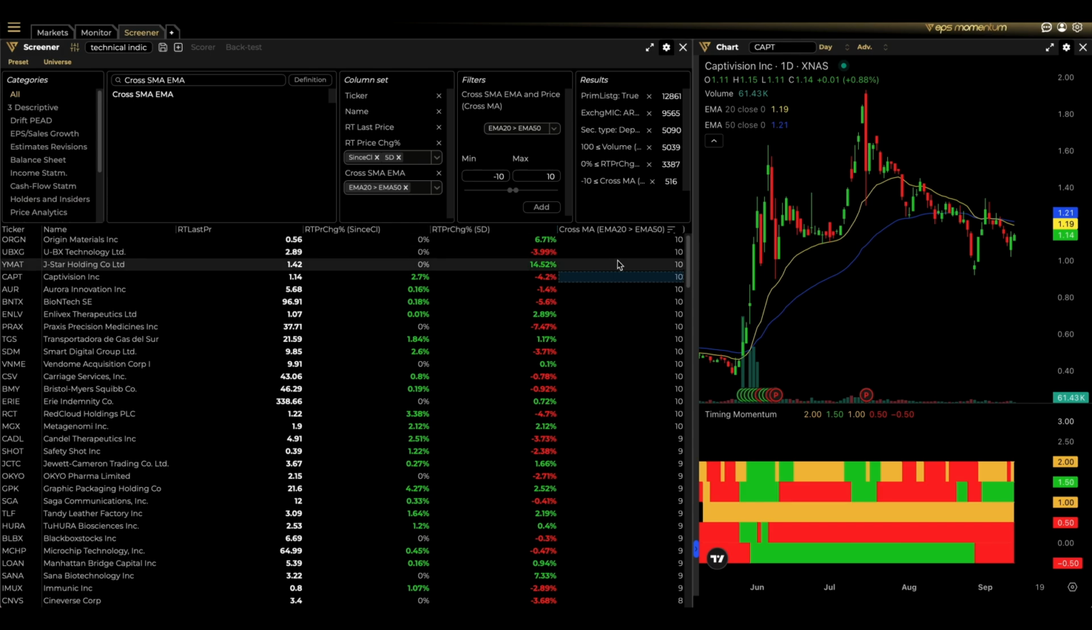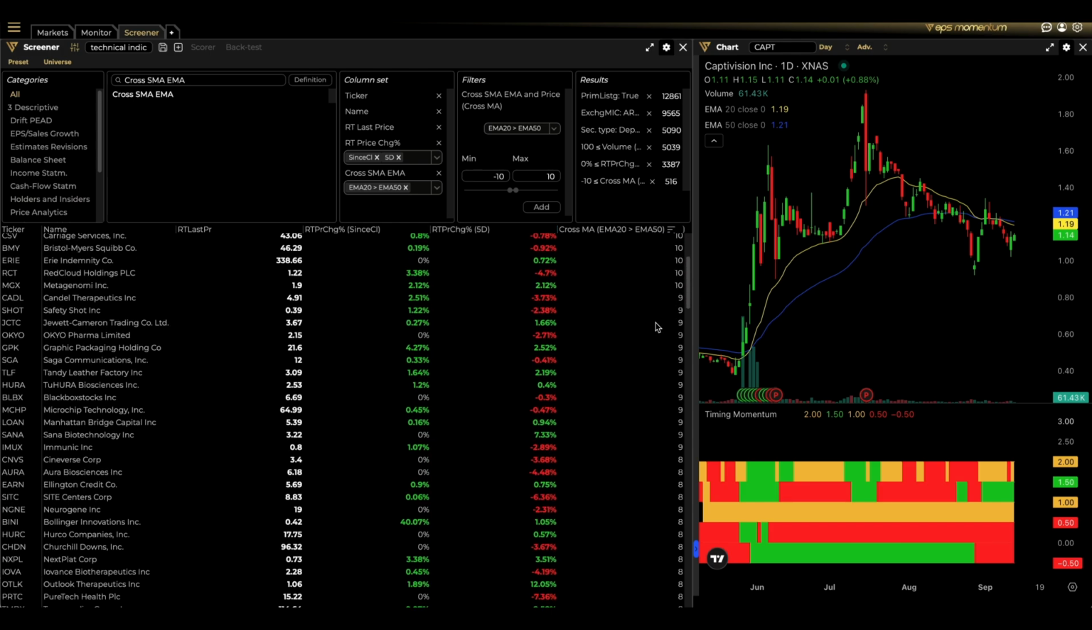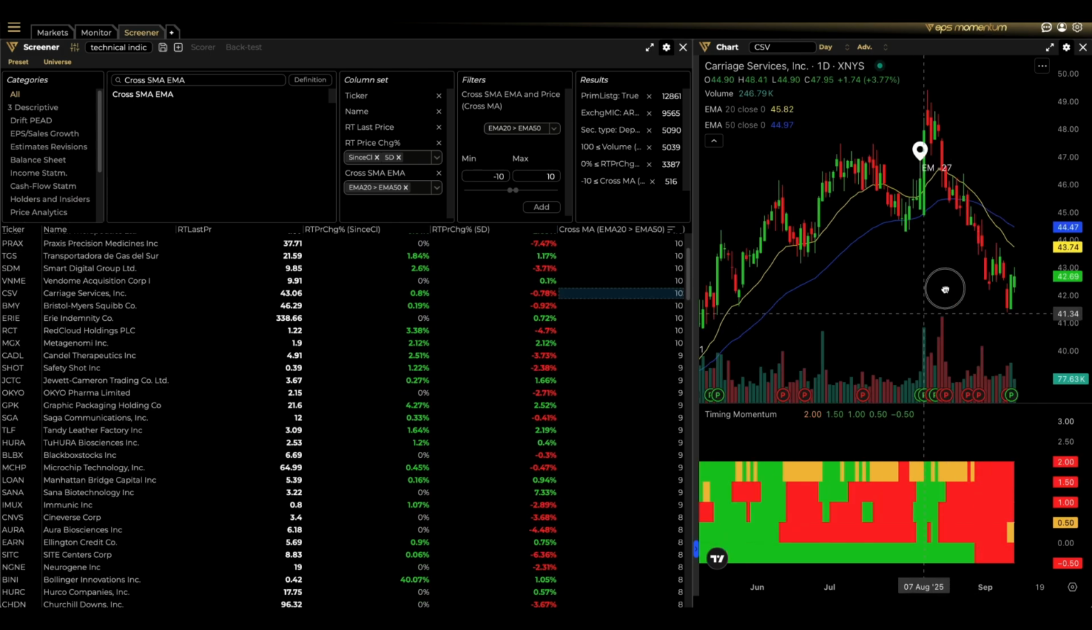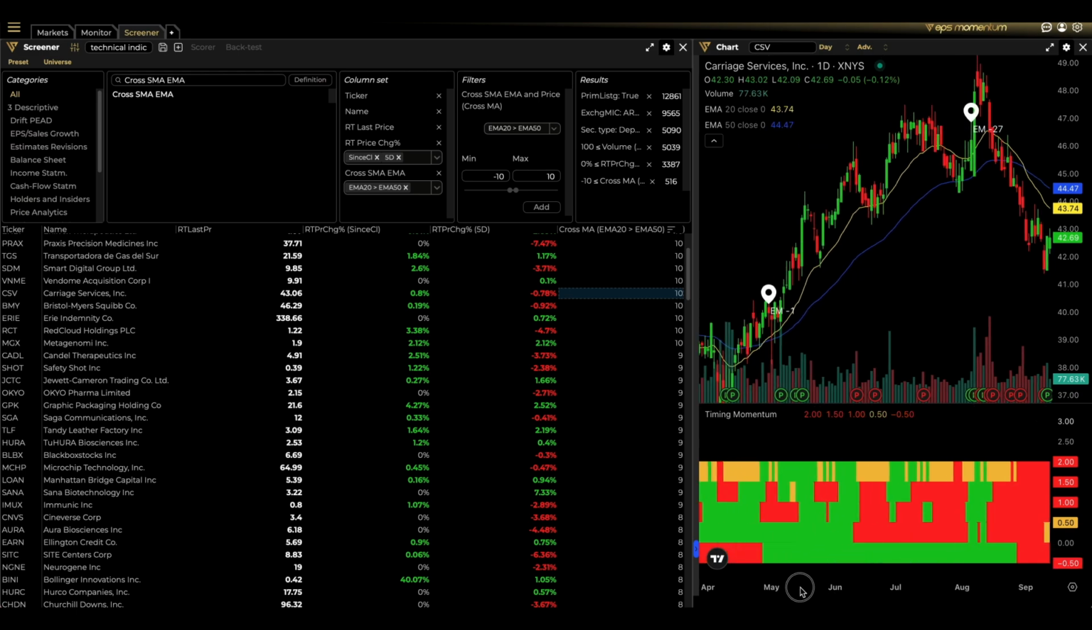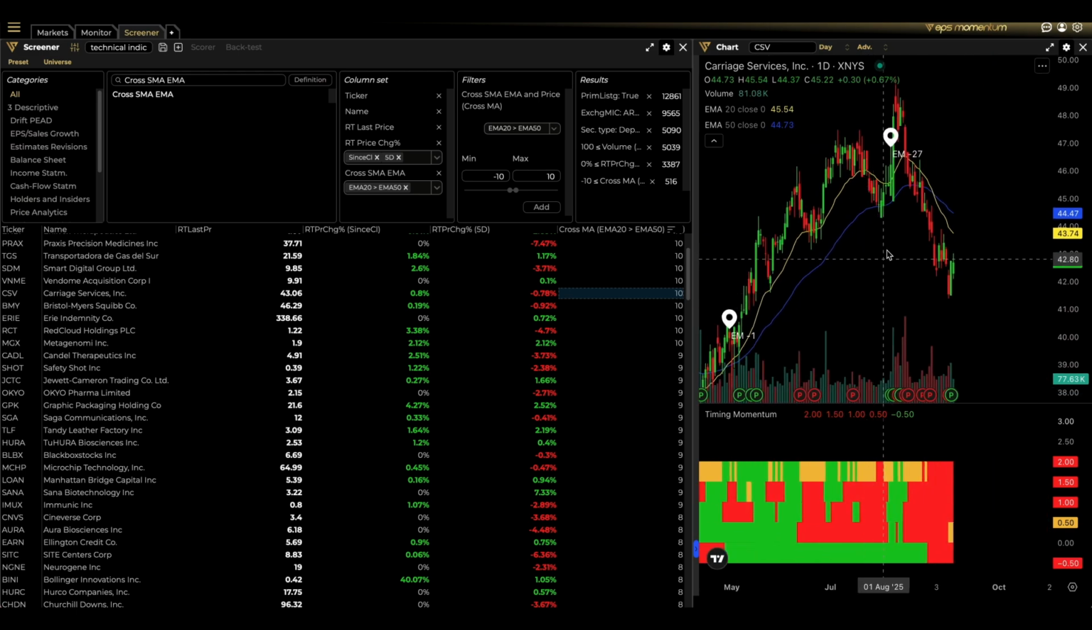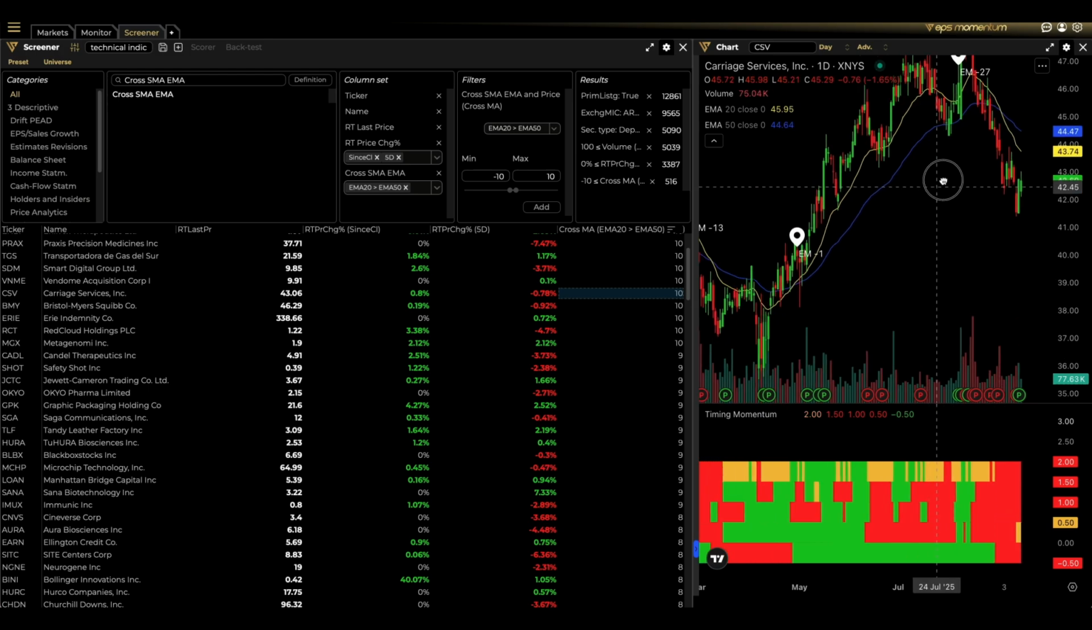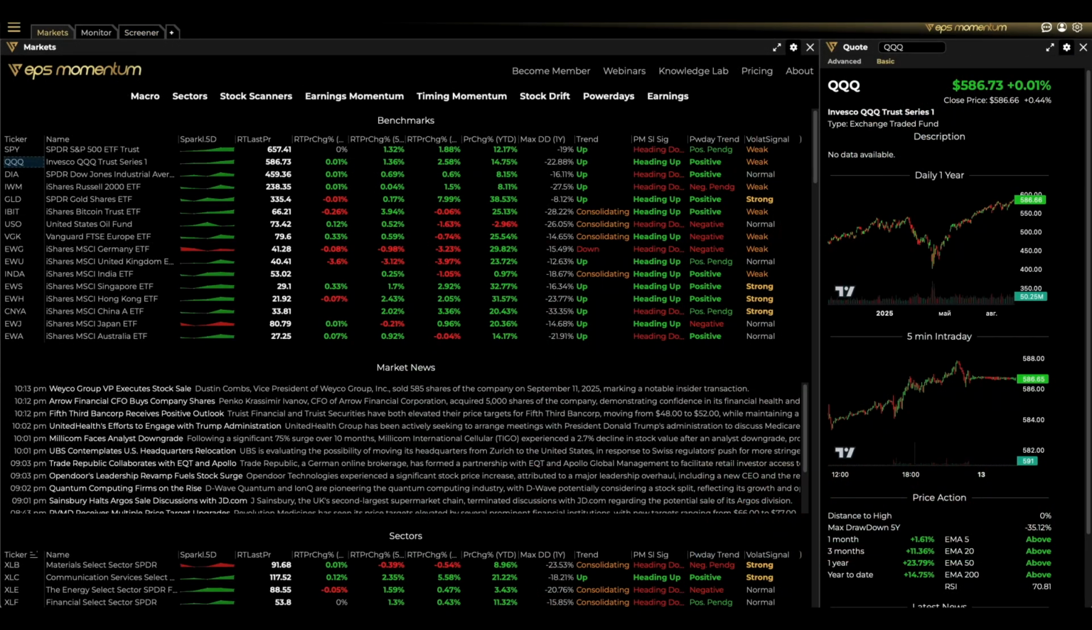So, the cross exponential moving average and simple moving average indicator is an effective tool to spot early trend changes. It combines short-term momentum with long-term direction and helps traders focus on the names that might deliver strong moves.